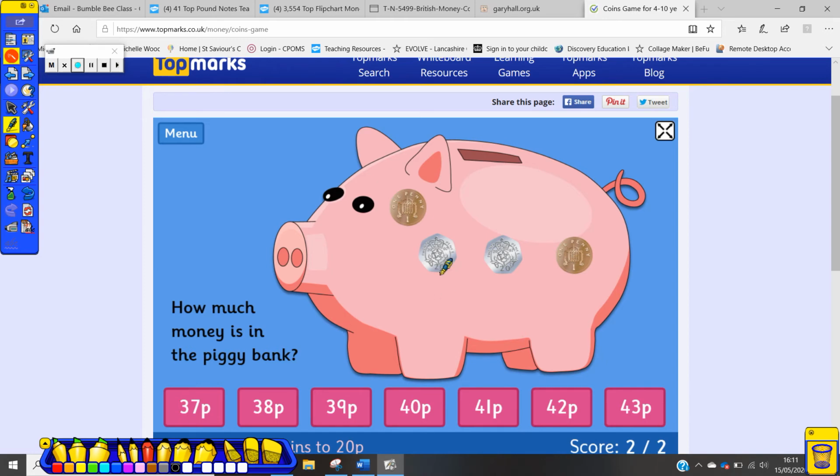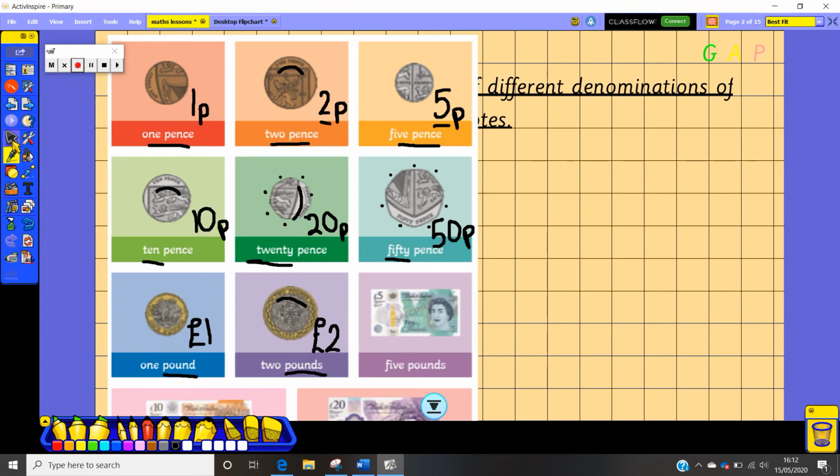So remember, if it's more than 10, you can draw your 10 stick. So we've got 10, 20, and we've got 10, 20, and then we've got 1 and 1. So when we're calculating this time, we start with our 10 sticks. So we've got 10, 20, 30, 40, 41 and 42. So I would select my number 42 from my cards. Well done everyone, because you're working incredibly hard here.